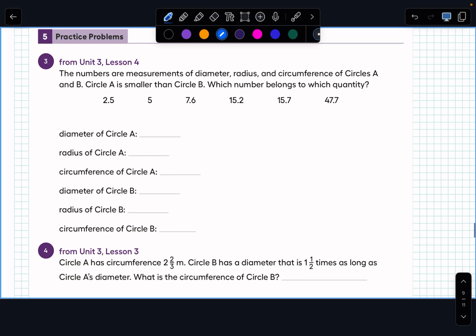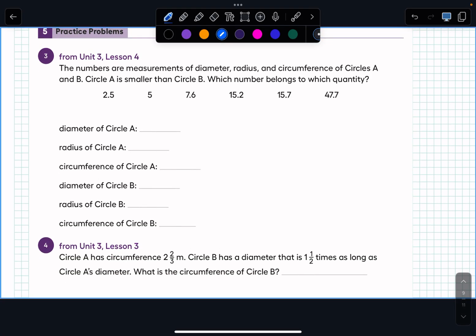All right, moving on to number 3. The numbers are measurements of a diameter, radius, and circumference of circles A and B. Circle A is smaller than B. Okay, A is smaller than B. What number belongs to which quantity?